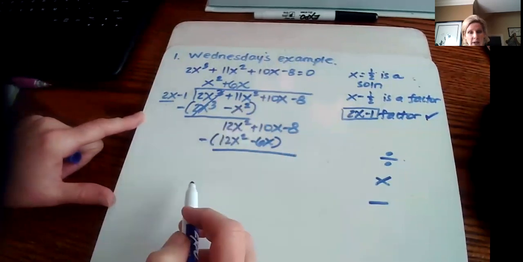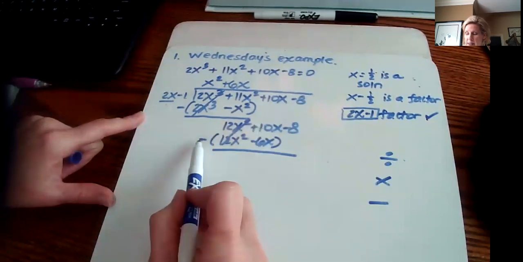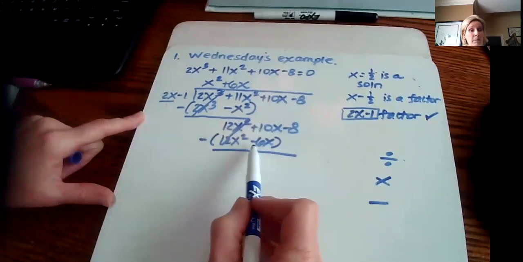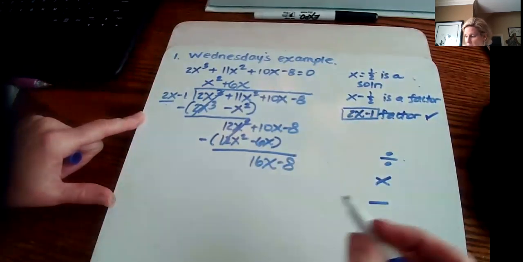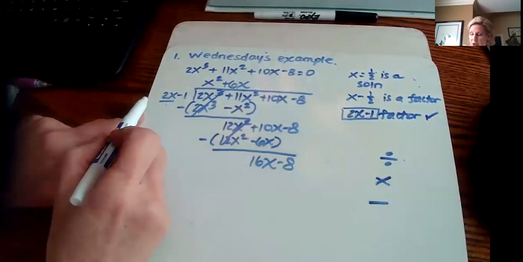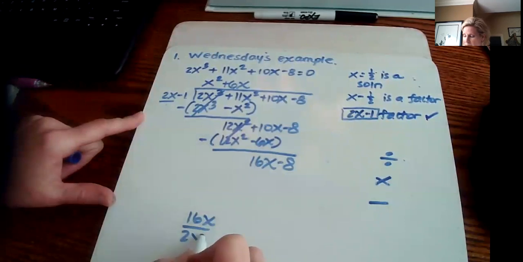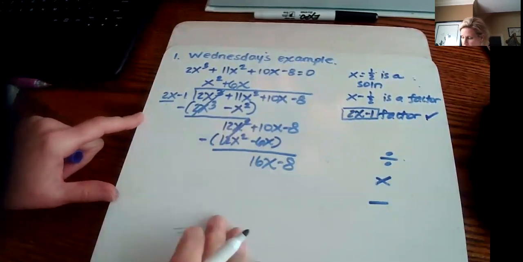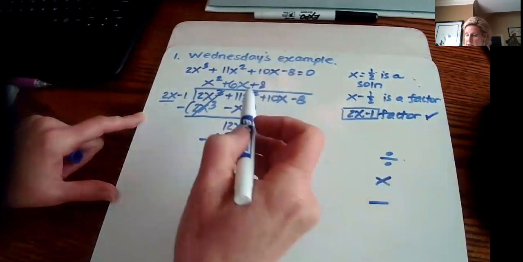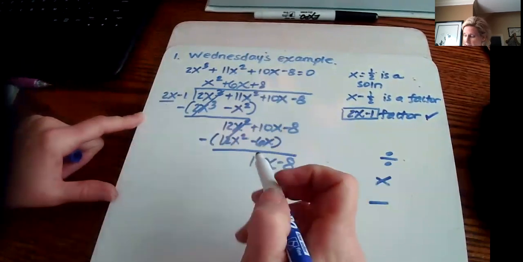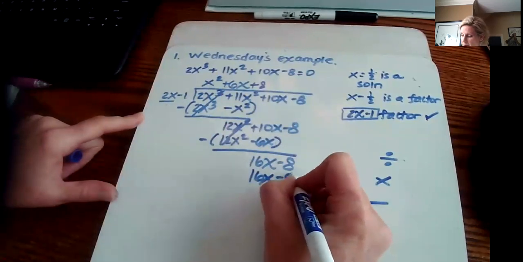12x squared minus 12x squared cancels out, and it should, or you're doing something wrong. 10x minus a negative means 10x plus 6x. And bring down your 8. So now we go back to division. What's 2x into 16x? So 16x divided by 2x is 8. Now remultiply. So 8 times the 2x is 16x. And then 8 times the -1 is -8.